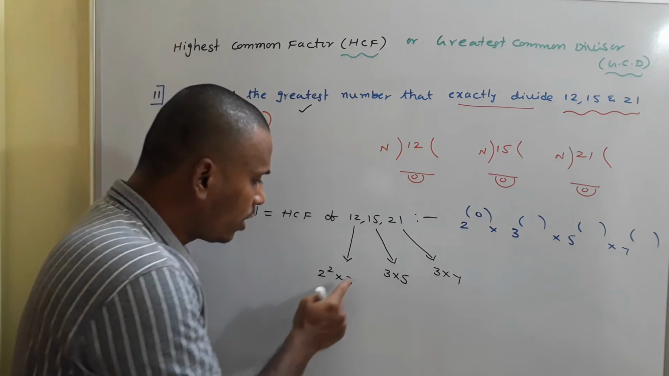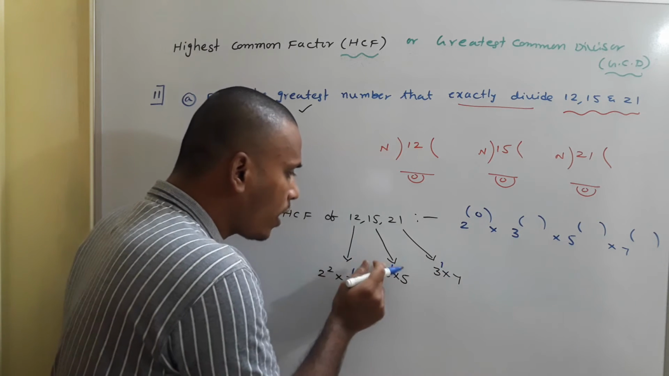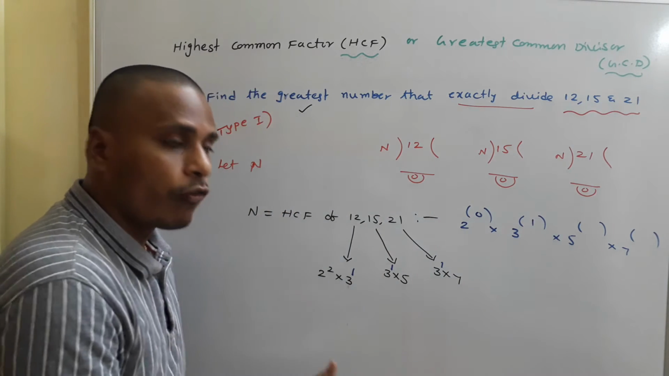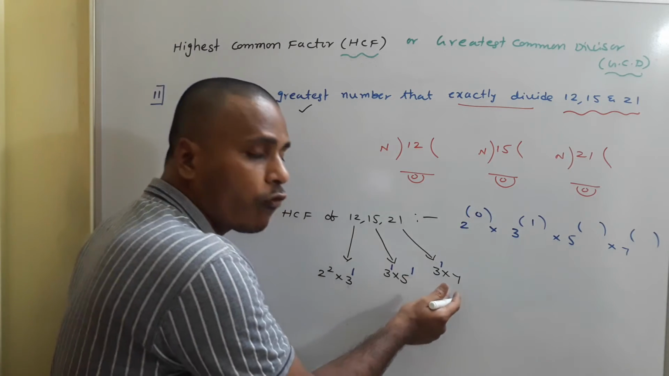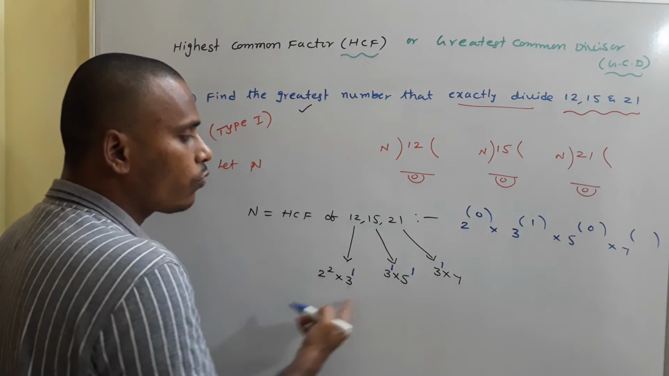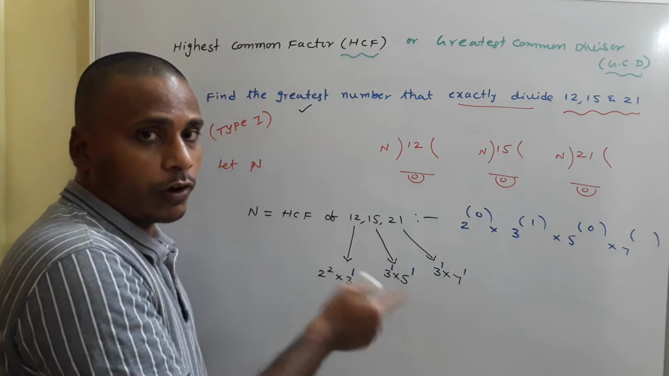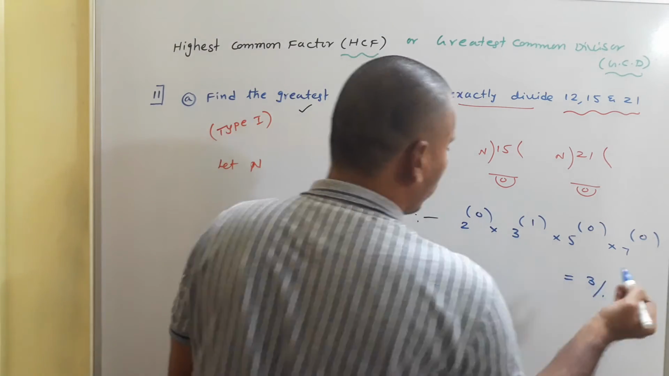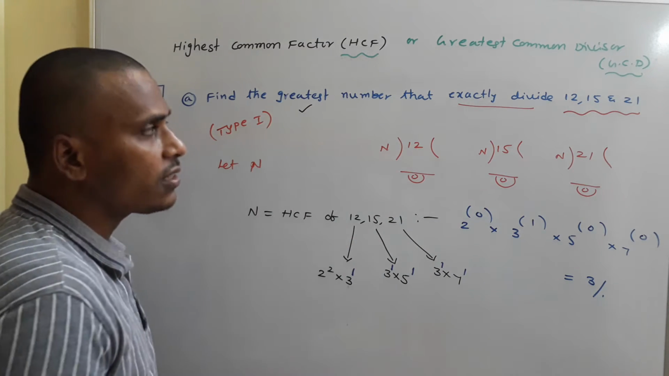Coming to 3, here it is 3 power 1, here it is 3 power 1, here it is 3 power 1. So 1, 1, 1, the least among those 3 is 1 again. Coming to 5, here no 5 is there, so 5 power 0. Here 5 power 1, no 5 means 5 power 0. So here it is 0. Coming to 7, since 7 is not involved there, 7 power 0, and here it is 7 power 1. When you observe the powers, the least one is 0. If you calculate, your answer is 3. So as per this problem, the greatest number that exactly divides these three numbers is 3, that's it.